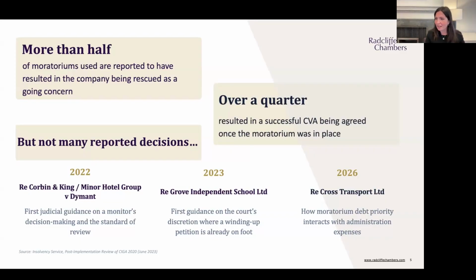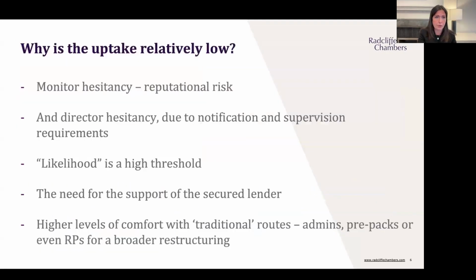So unusual are these that I think the judgment refers to it as a Part 1A moratorium and not a Part A1 moratorium. So there is a real lack of familiarity judicially as well as between those of us who work in this area. So why is there that relatively low uptake?